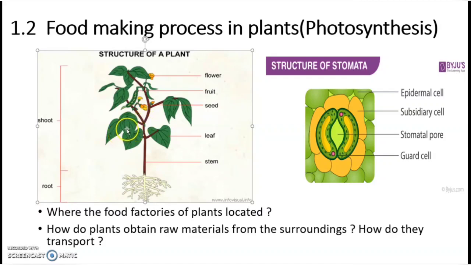After getting the carbon dioxide and water, the leaves prepare food with the help of sunlight. So the process is known as photosynthesis, which means synthesis of food in the presence of light. Photo means light. Students, the preparation of food in the presence of sunlight by using carbon dioxide and water is known as photosynthesis.